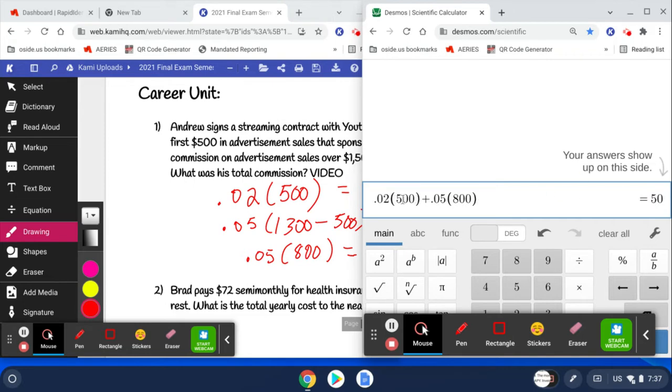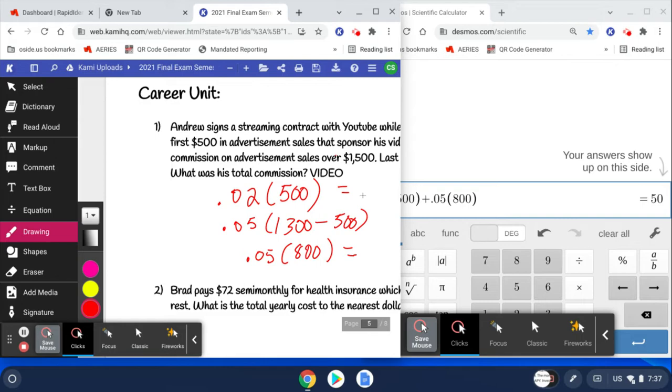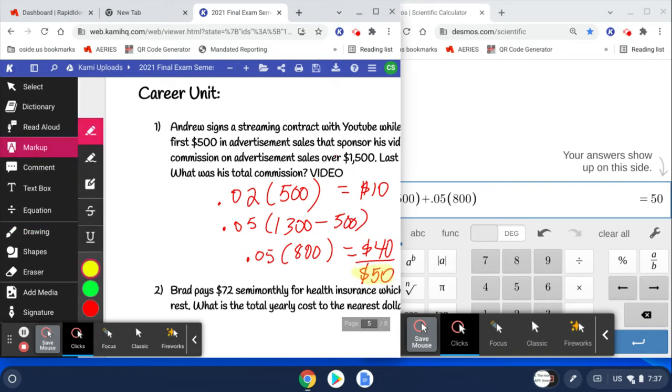Okay, so anyways, 0.02 of 500 is just $10, and 0.05 of 800 is just $40, which equals a total of $50. So we say that this is $10, this is $40, and the total of the two is $50. So yeah, that's all he made now, but hey, wait till the ads keep going on YouTube and it'll keep getting more and more.